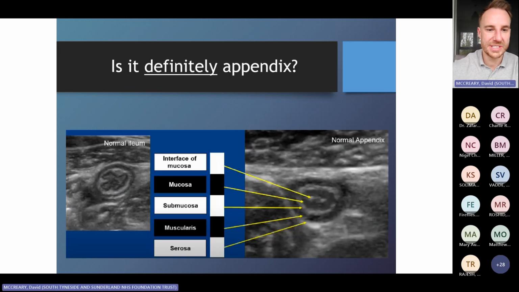So we talked a bit about this. I probably could have put this slide a bit earlier, but this is what I was telling you about: this floral outline of a terminal ileum versus the circle and the dot of an appendix, with the different walls in position. Does that make sense to everybody?